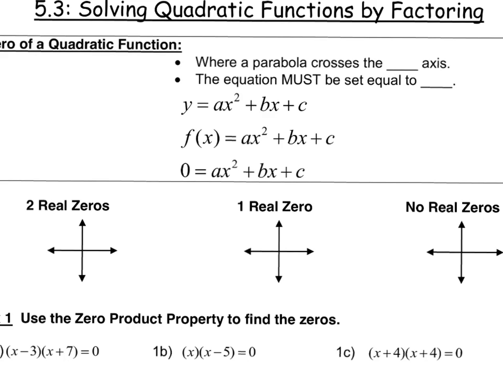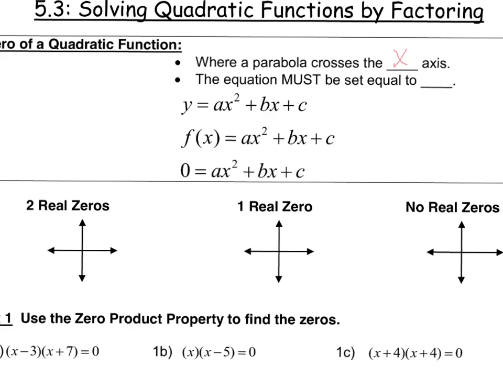We already learned how to find the vertex of a parabola, the axis of symmetry, and whether or not there's a max or a min. And today, we're going to find the zeros of a quadratic function. Zeros are where a parabola crosses the x-axis.